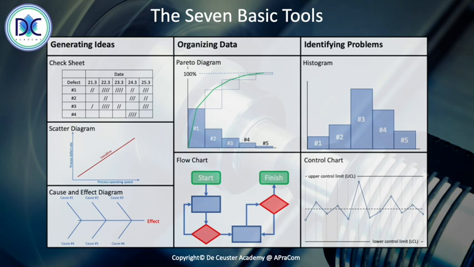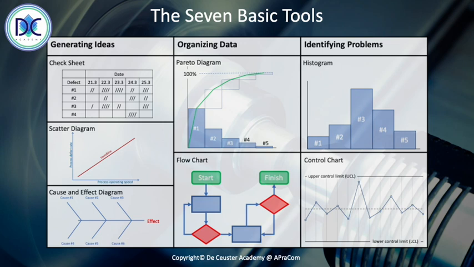First of all, for generating ideas, we have the check sheet, or a tally. We indicate how many defects we have. We have a scatter diagram which identifies the relationship between different parameters. There is the cause and effect diagram, the fishbone diagram developed by Ishikawa. My teacher used to call it the Ishi-Fishy.